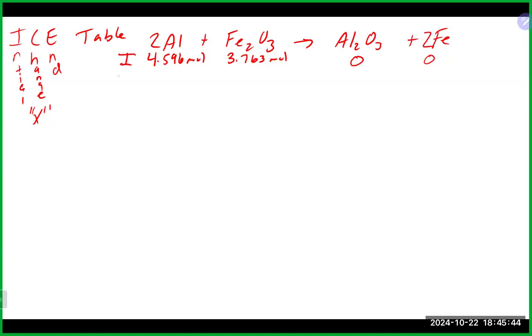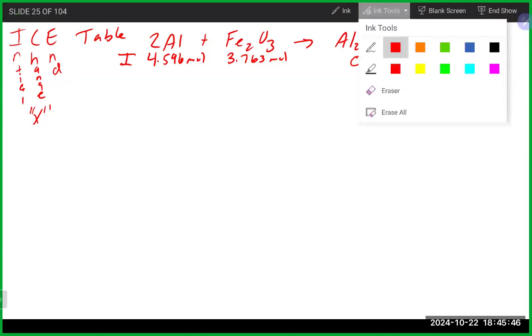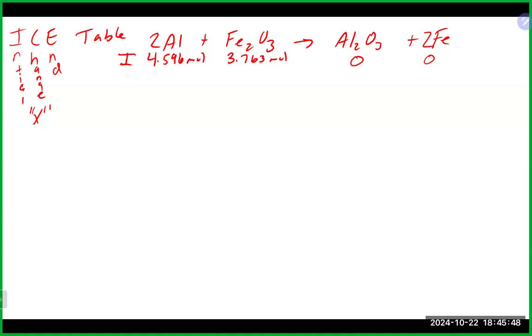So when we get to the change part here of this table, this is going to be minus 2x, and the 2 comes from the coefficient. And it's really important that you put the coefficient in there, because what that's going to do for you is your mole-to-mole relationship all wrapped up in one. So if you don't put the coefficient, you won't be doing the mole-to-mole relationship, and you'll get the wrong answer. So it's really important to do that.